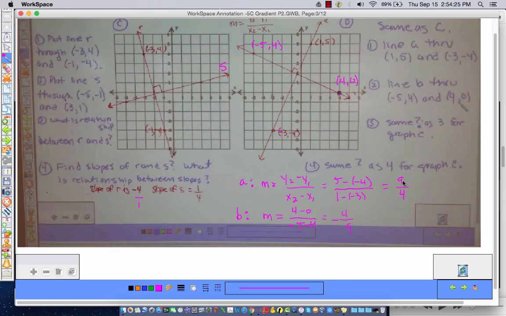If you look, we had 9 over 4, and the slope of the line perpendicular to it is the reciprocal. We switch the 4 and the 9, and we change the sign. And that was the purpose of that exercise.